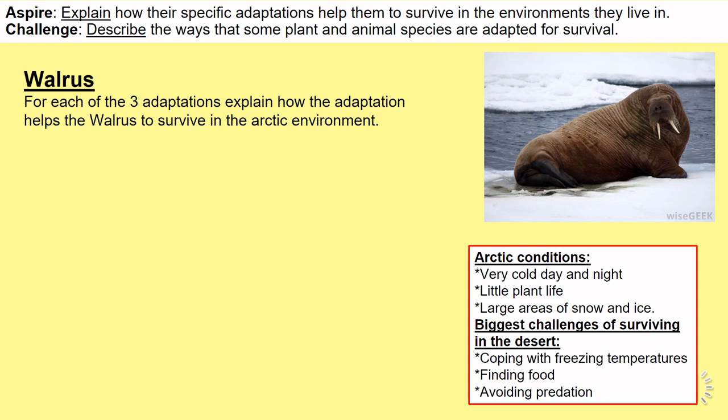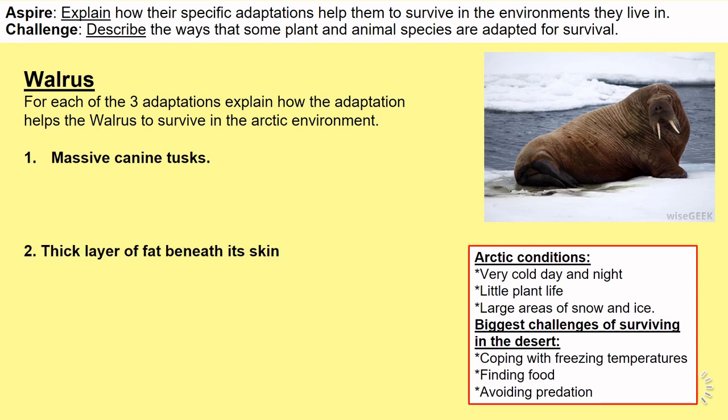So the three adaptations I'm going to ask you about for the walrus are these massive canine tusks, the thick layer of fat beneath the skin, and finally the rear and front flippers. So it's got these two front legs, and it's got this kind of triangular shaped rear flipper. How do those three adaptations help the walrus to survive in the Arctic environment? And just remind yourselves of the conditions and the challenges that the walrus do survive in. I'm going to give you 1 minute, off you go.